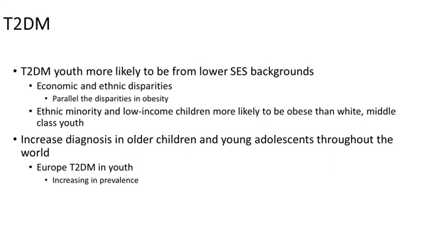Just like obesity, type 2 diabetes is most likely to occur in folks who are from lower socioeconomic backgrounds. And ethnic minorities and low-income children are more likely than their white middle-class counterparts to have type 2 diabetes. And this is not something that's just a United States problem. We're seeing this problem worldwide. And Europe is also seeing an increased prevalence of type 2 diabetes in their pediatric population.